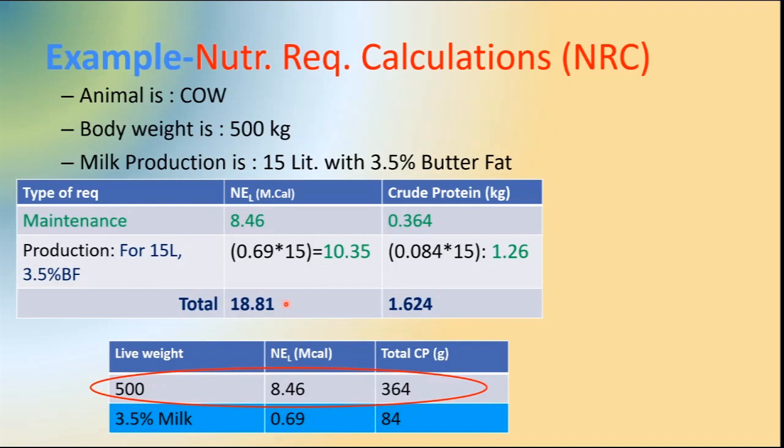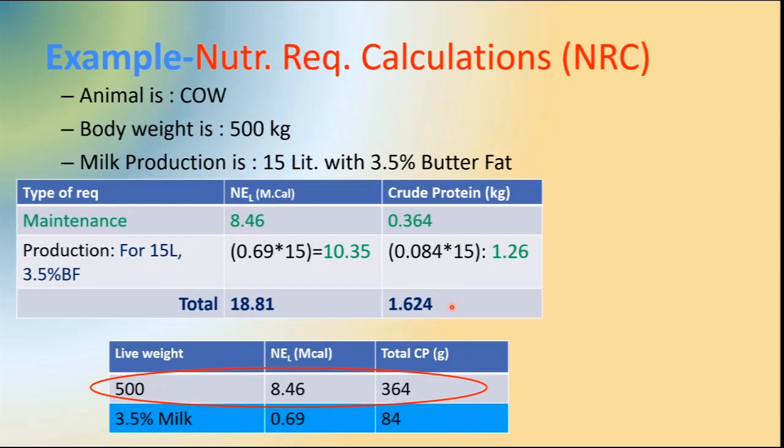Then sum up 8.46 and 10.35. By summing, you will get a value of 18.81. So this 18.81 is the total net energy for lactation requirement for that 500 kg animal. Similarly, the protein is 1.624 kg. So this is how we can calculate the nutrient requirement of a particular animal.